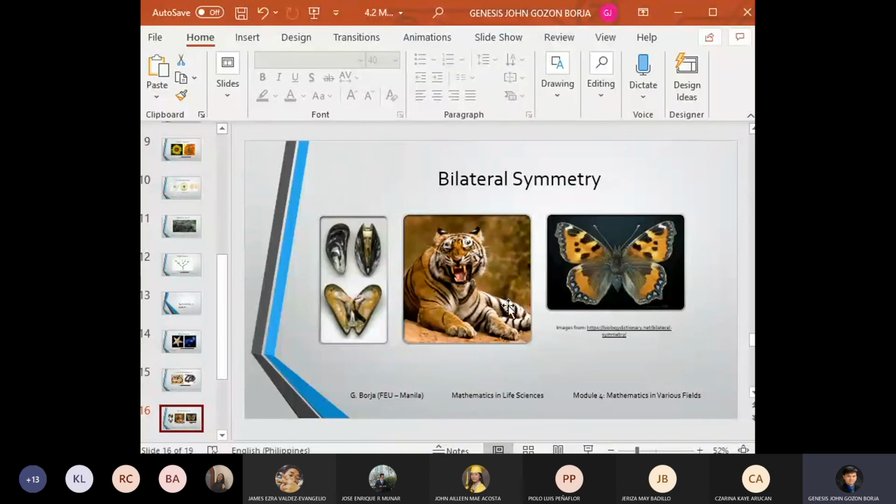So sa atin, sa mammals, we are also bilaterally symmetric. Then even sa insects, mapapansin natin, kung ano yung kaliwa, yun din yung kanan. So that's what we mean by bilateral symmetry. Okay?